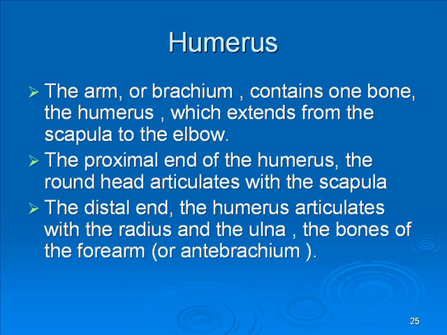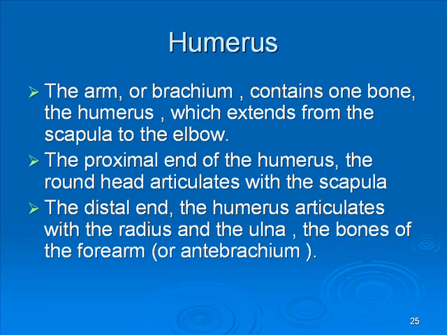Okay, the humerus, also referred to as the brachium, contains one bone, the humerus, which extends from the scapula to the elbow. The proximal end of the humerus has a round head that articulates with the scapula. The distal end, or the inferior end, of the humerus articulates with the ulna and the radius. So remember, proximal, distal.